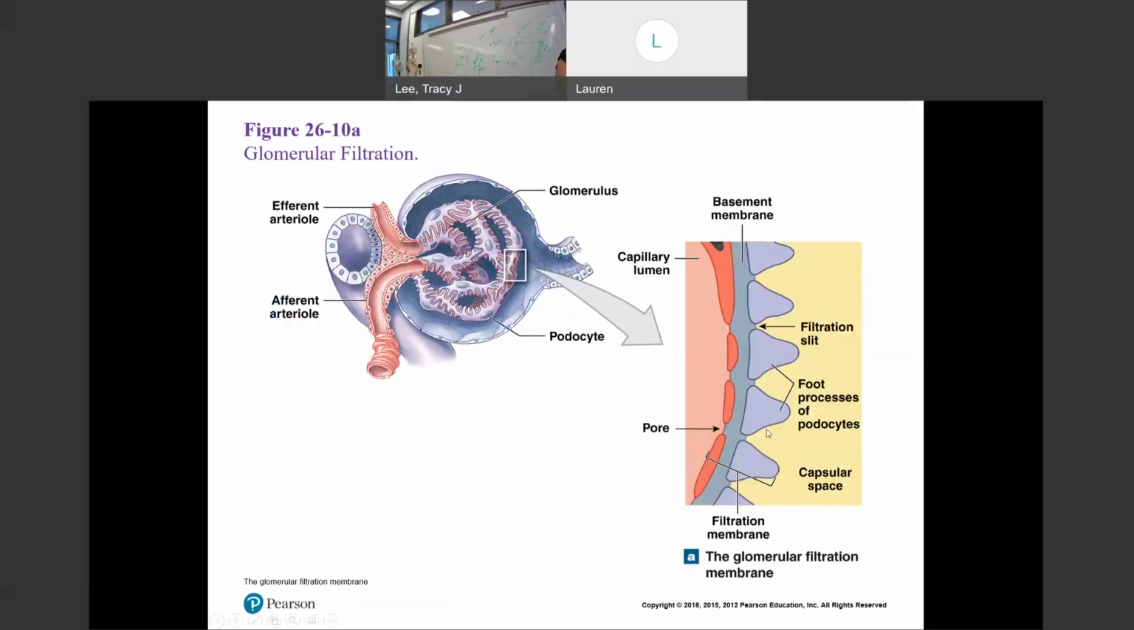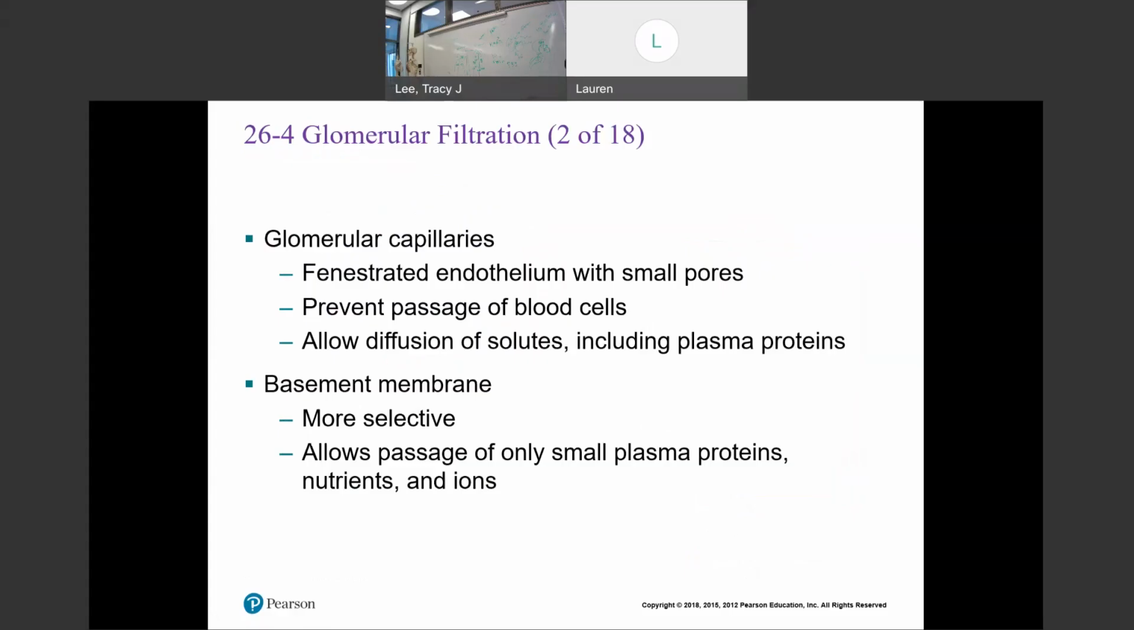So this just shows your podocytes making these filtration slits, which I kind of talked about. This is the membrane between, so when we look at this, this is going to be my blood, and this is going over to my kidney tubule into Bowman's capsule. And this big filtration slit is where things go into Bowman's capsule.